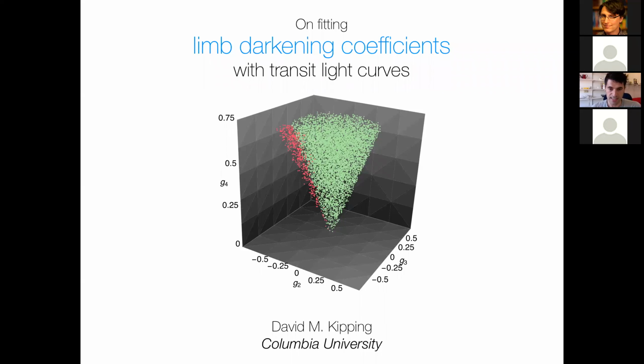So I will start my slides. This first slide I'm not going to explain, but we'll come back to this image later, and hopefully it'll make more sense then. Mostly I'm going to be talking about fitting transit data for limb darkening coefficients.